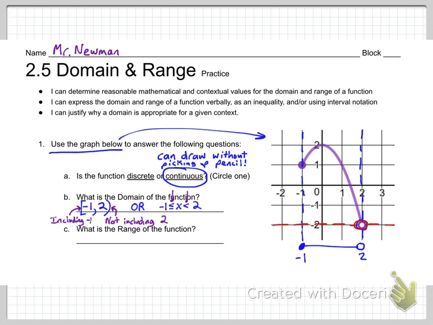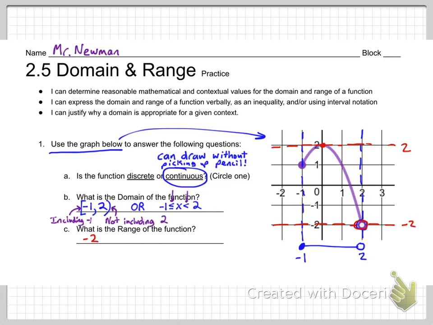For the range, that's the y's. So we go from the lowest to the highest. The lowest is -2. Notice it's also an open circle. The 2 doesn't show a point like open or closed, but we know that lines are a bunch of points, so there is actually a point there, even though it doesn't look like there is.